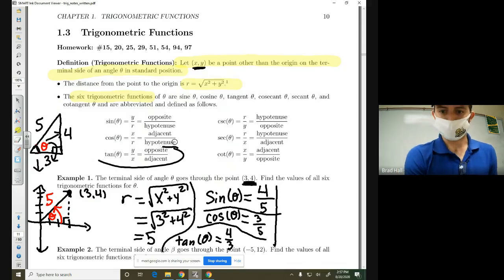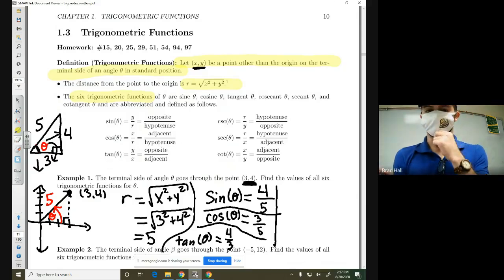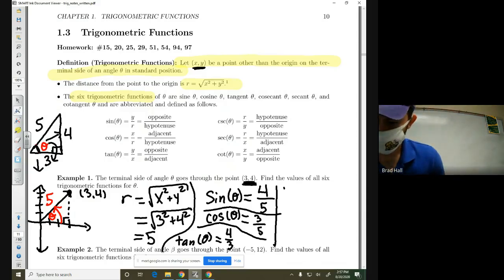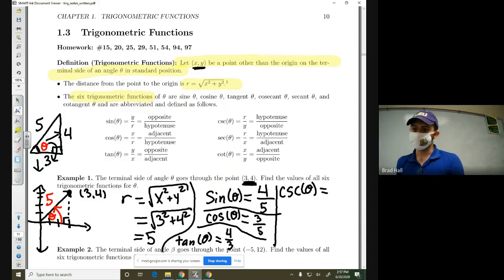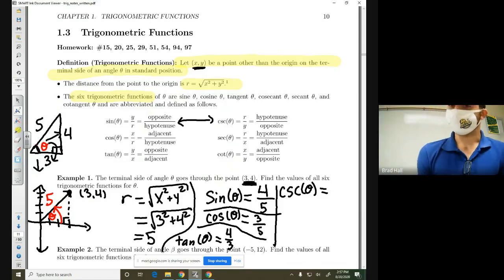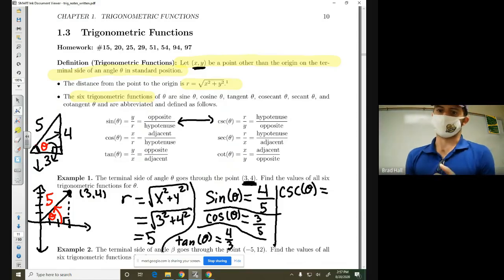So you might think, okay, there's 6 in total, so I have to memorize 6 disjoint things. Not necessarily, because you might notice, all right, so CSC is cosecant. This is hypotenuse over opposite. You may notice right across from it, it's just the flipped version of sine.